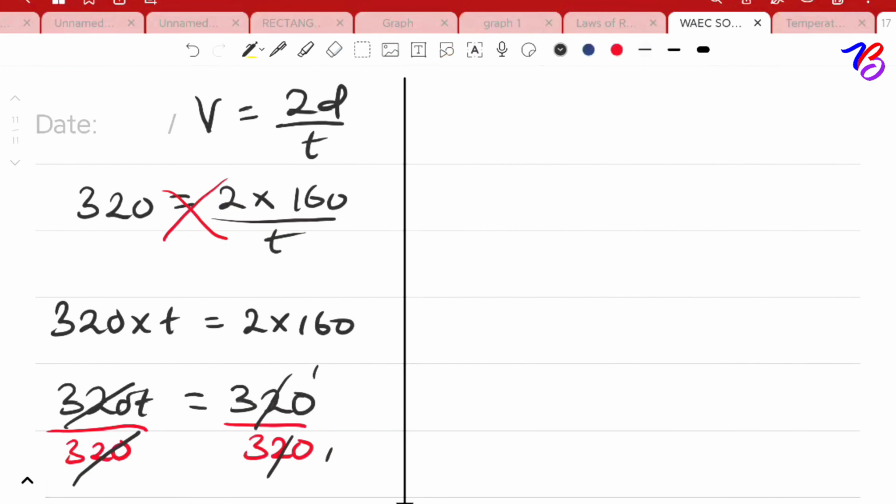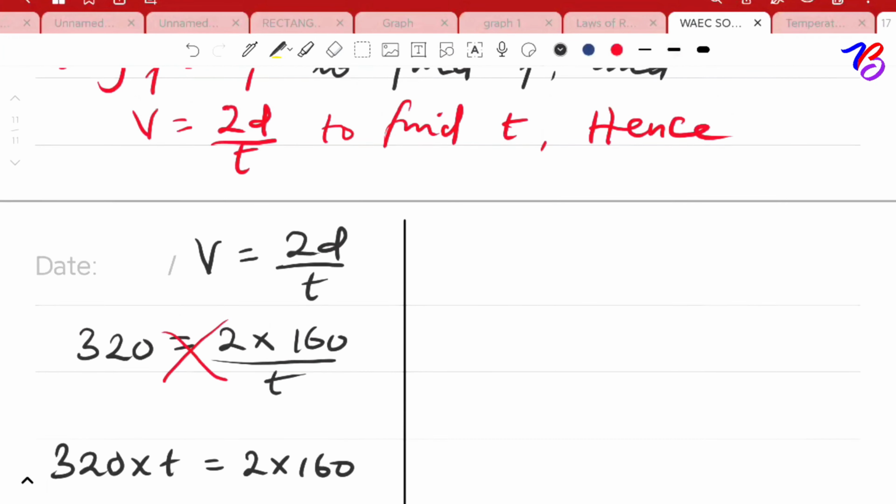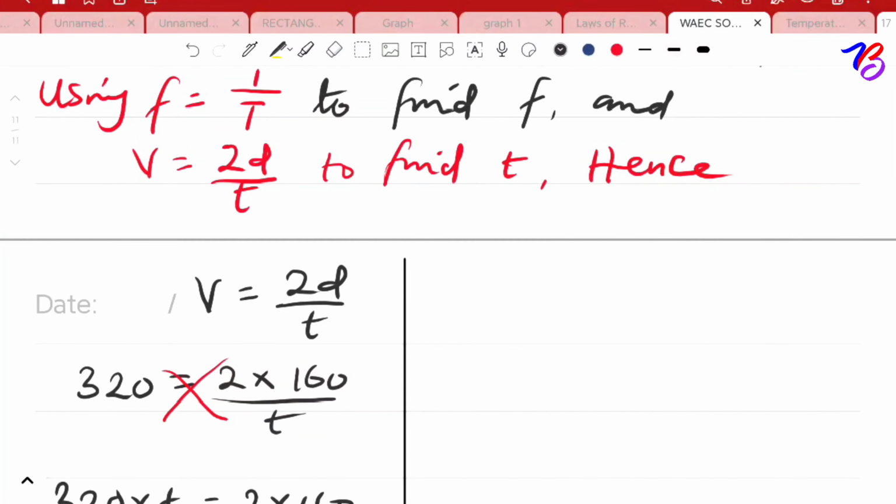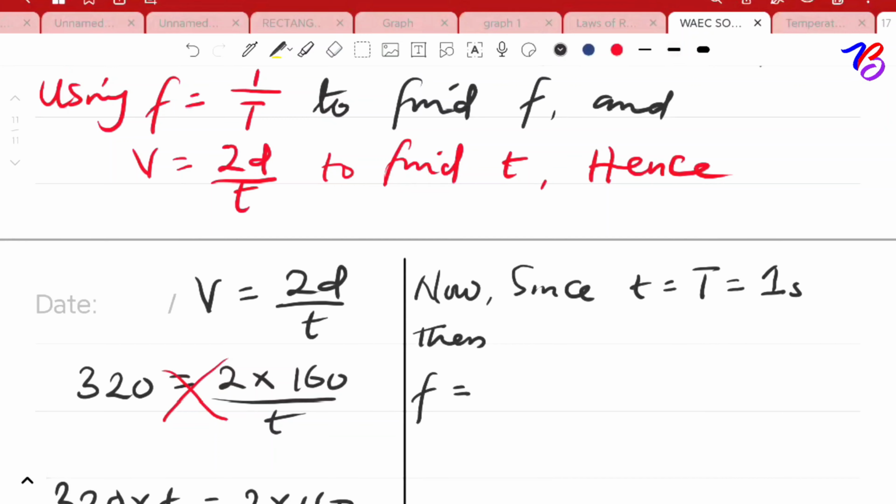So let's rule a line so that we can solve that now. So remember that F is equal to 1 over T. So now, since our T, the period, is equal to 1 second, then we can substitute that and say that F is equal to 1 over T, which is equal to 1 over 1, which is equal to 1 Hertz.